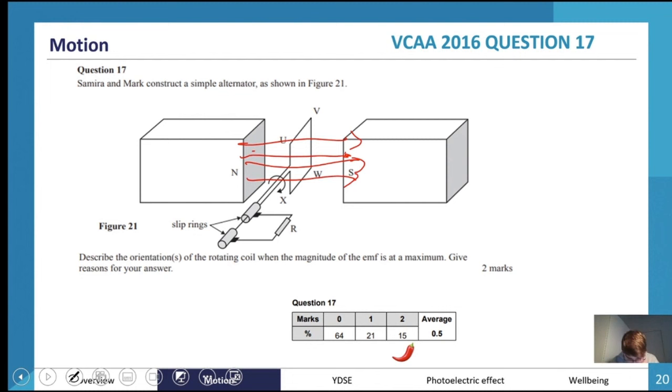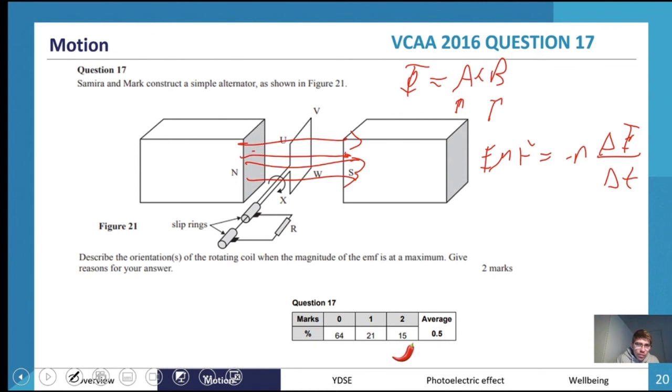And we say that the magnetic flux is going to be equal to A multiplied by B. Area multiplied by magnetic field strength. That's what flux is. In order to change flux, we can change area or we can change the magnetic field strength. EMF, on the other hand, we say is the number of turns multiplied by the change in magnetic flux divided by change in time. So based on this information, when do you think that there will be a maximum EMF? Give reasons. So just a minute to think about it.